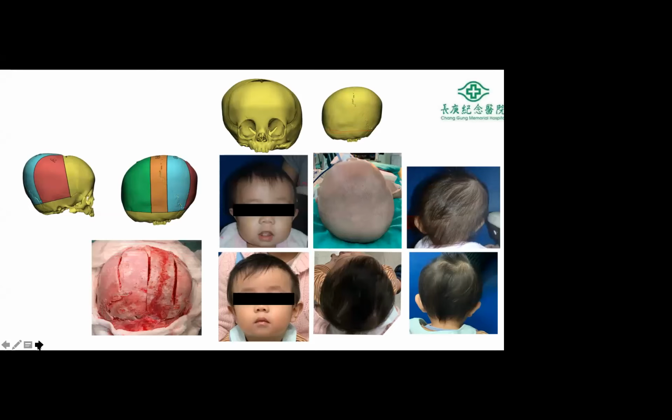Because lambdoid suture craniosynostosis affects the skull shape from the skull base to the whole skull, I think the reconstruction is quite difficult, and I think there are no rules for the reconstruction. So I cut several strips and try to adjust the shape of the bone to make the skull more symmetrical. I think it is nearly impossible. However, in this case, he achieved a relatively good result.